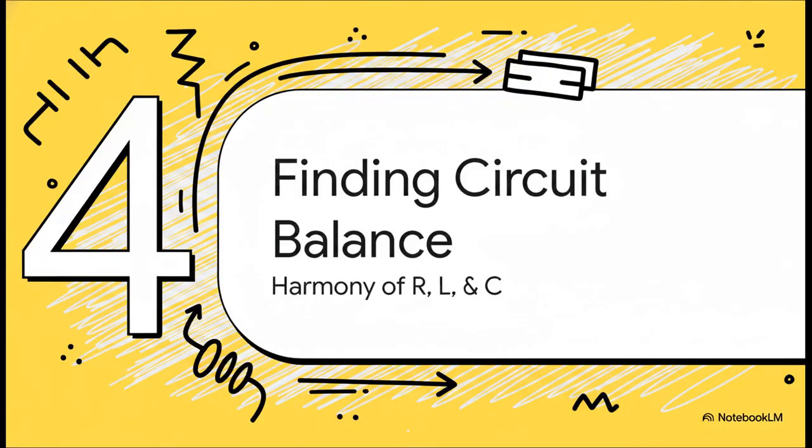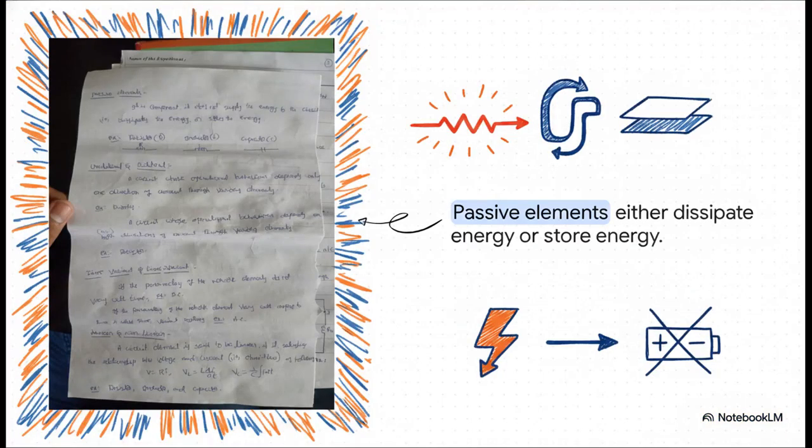Now that we've deconstructed these 3 basic elements, let's look at finding circuit balance. Let's step back and see how beautifully they balance each other out in a complete system. A core truth about all 3 of these components is that they're what we call passive elements. A passive element is a component that does not supply energy to the circuit. It only exists to either dissipate energy, like our heat-releasing resistor, or carefully store it, like our magnetic inductors and electric capacitors. They don't create power, guys.